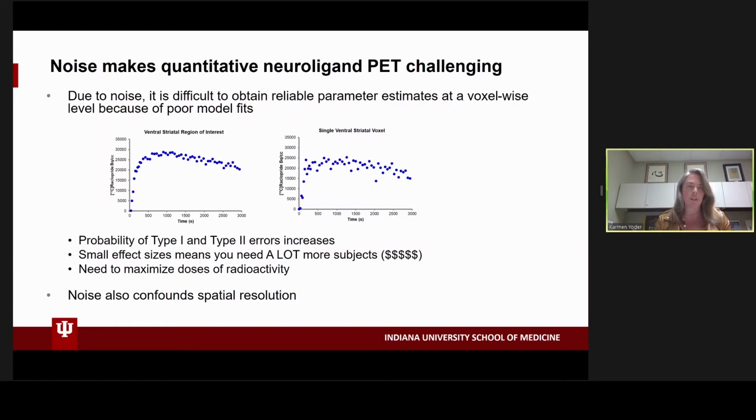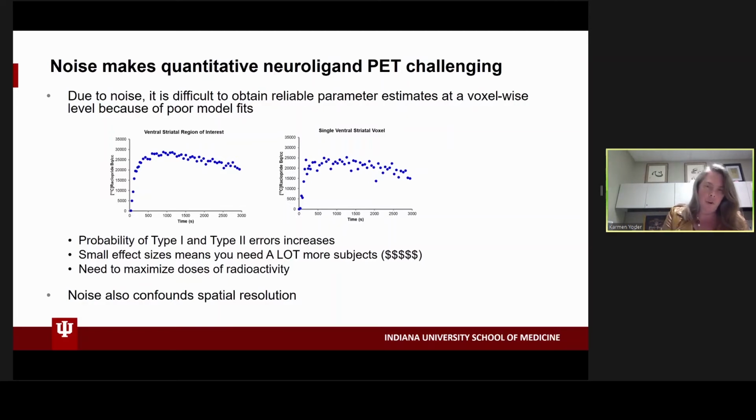And I've tried to illustrate this a little bit by showing you a time activity curve on the left from these raclopride time activity curves from a ventral striatal region of interest. So the curve on the left is an average of many, many, many voxels and is pretty smooth, and any fits through that would be probably pretty good. However, on the right, you have a time activity curve from a single voxel. As you can see, it's much noisier. And honestly, that's not even the noisiest voxel level data I've seen. So the fits for that are probably going to be pretty poor, and hence any parameter estimates off of that are going to be unreliable.